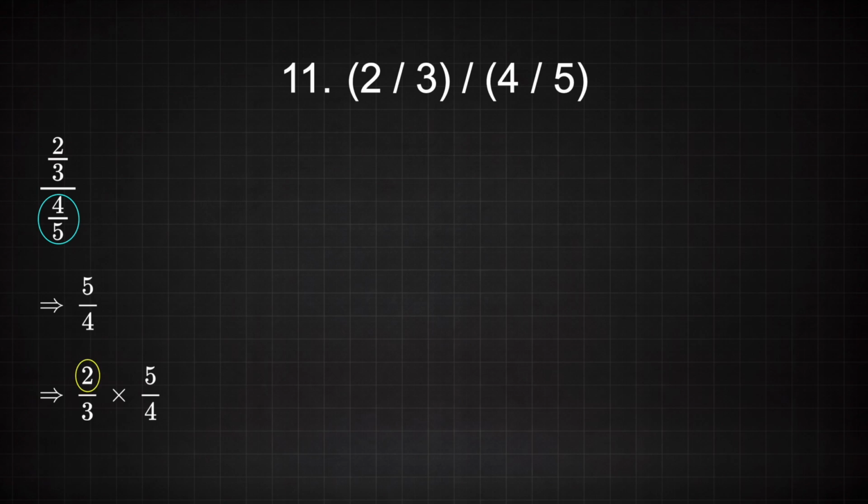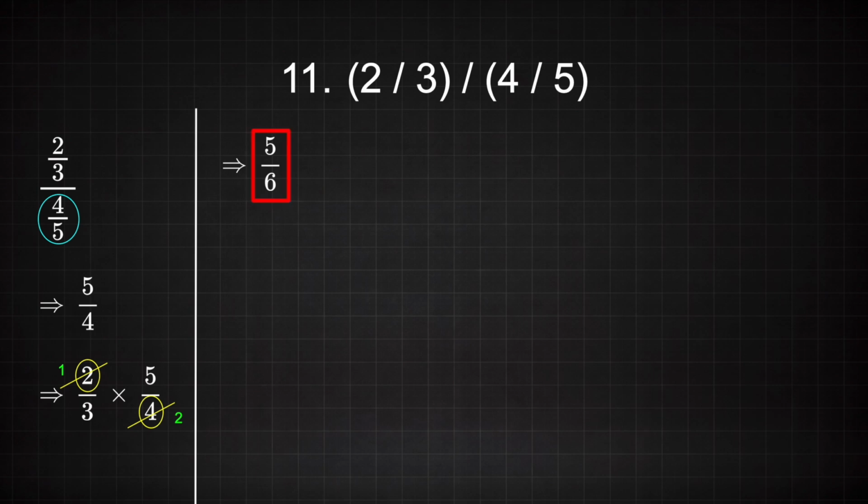We look at the 2 and the 4. They are both divisible by 2. 2 divided by 2 is equal to 1. We cross out the 2 and put a 1 next to it. 4 divided by 2 is equal to 2. We cross out the 4 and put a 2 next to it. What about 3 and 5? These numbers do not share a common factor besides 1, so we leave them as is and multiply across. The resulting fraction is 5 over 6, and this is our answer.